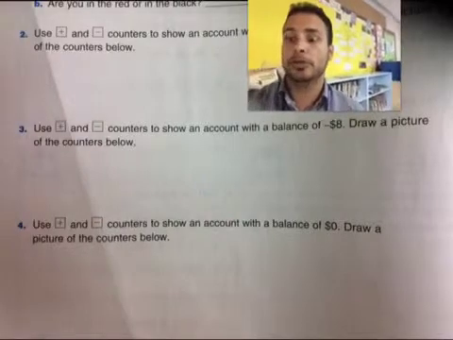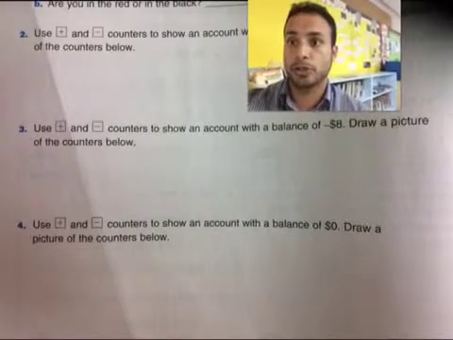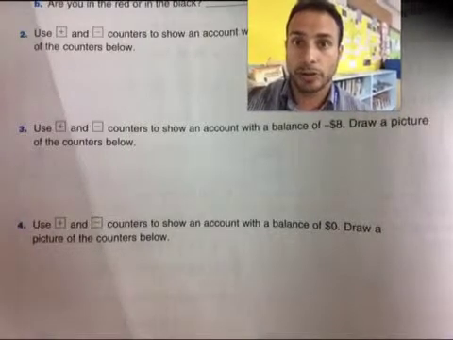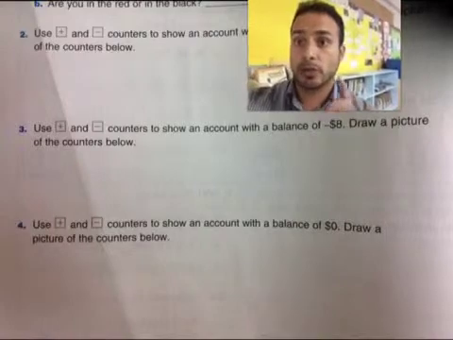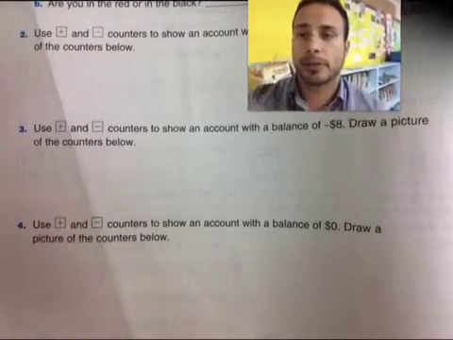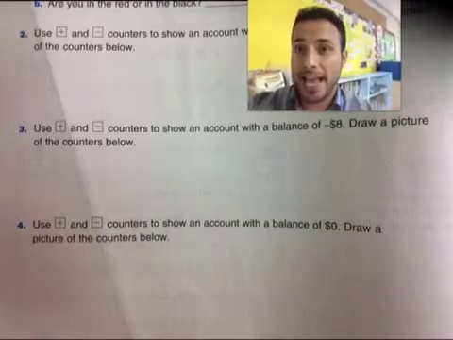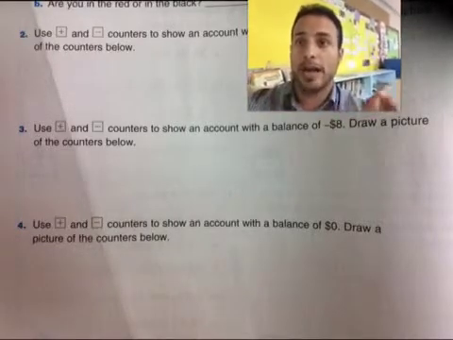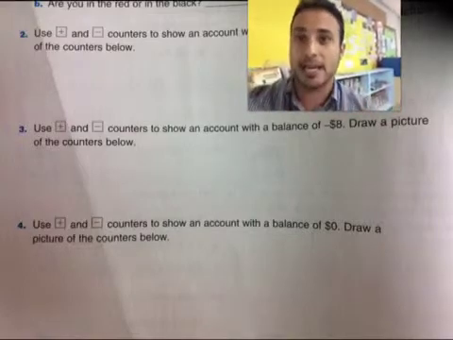Continuing on, we'll continue doing the same with number 3 and number 4. For number 3, you're going to use the positive and negative counters to show an account with a balance of $8. So draw $8. Sorry, is that negative 8? I'm sorry, there was something in the way there. With a negative $8. Negative 8. Make sure that when they cancel each other out, you have 8 negatives.